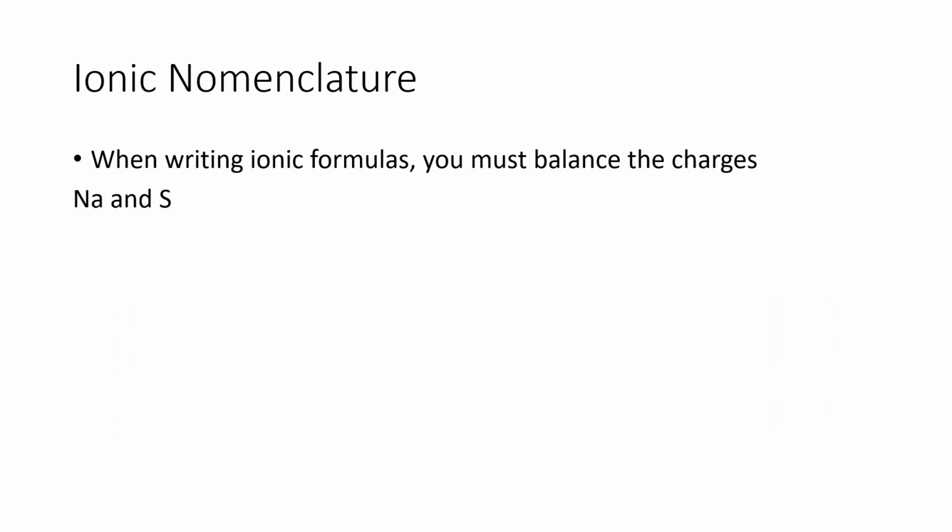Whenever we're writing ionic formulas, we have to make sure to balance the charges. Compounds overall have a charge of 0, so we want to account for that. So let's look at whenever we are combining elements like sodium and sulfur. Sodium is in group 1, so it has a +1 charge. Sulfur is in group 6 with a -2 charge.